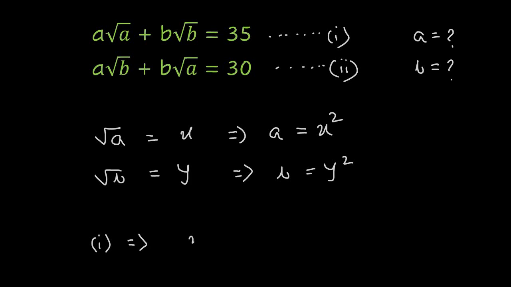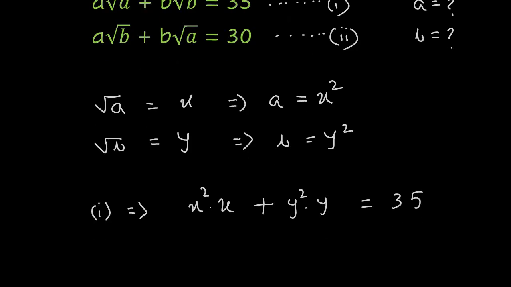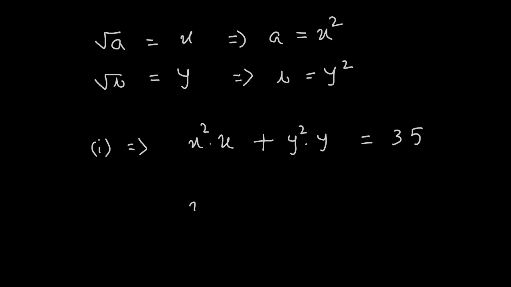a means x square times square root of a means x, plus b means y square times square root of b means y, equals 35. From here we have x cube plus y cube equals 35. We can give this equation number 3.